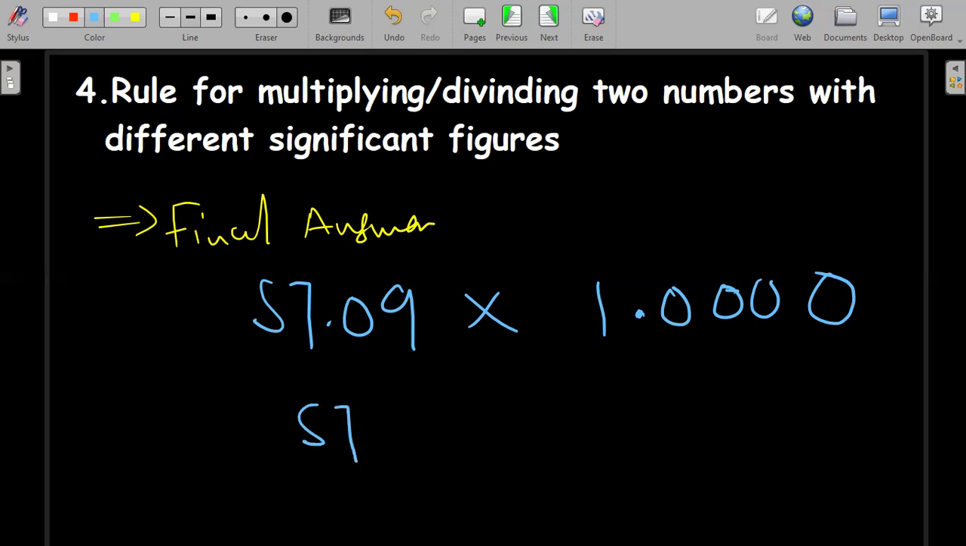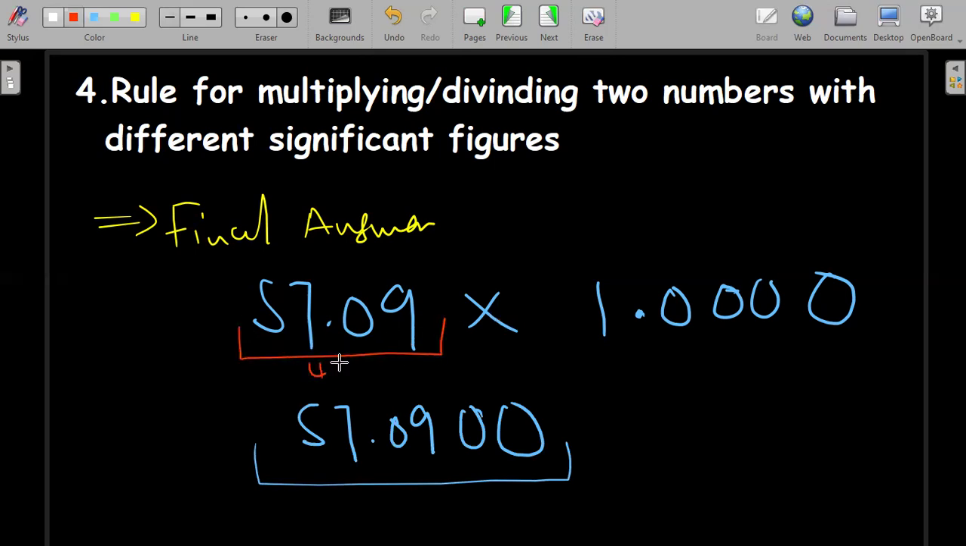What I'm getting is 57.09 and then 0, 0, like that. So this is the number that I'm getting. But what will be my final answer? You look at the two numbers that you are multiplying. This one here has 4 significant figures, and this one here has 5 significant figures. Why? Because the one is significant and all these zeros here are significant because they are trailing zeros and there's a presence of a decimal point. So they become significant.